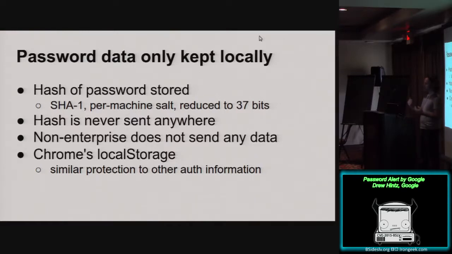And this password hash is stored in Chrome's local storage. The local storage in Chrome is isolated by origin, so other extensions cannot see the hash, and other web pages cannot see the hash, since they have separate origins. And this is a similar protection to what you might expect to have with your authentication cookies that you already use to authenticate to web services.